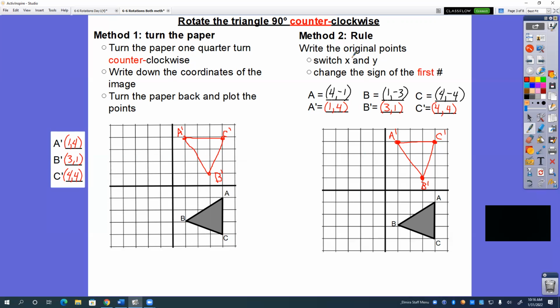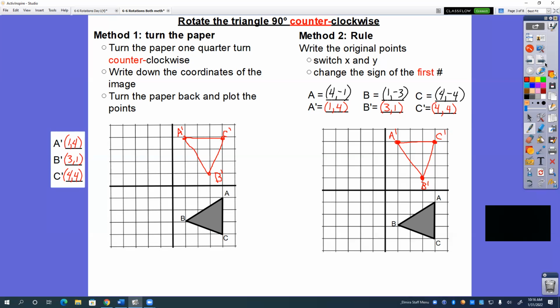Method number 2 now says you write the original points, 4, -1, 1, -3, and 4, -4. Switch your X and Y coordinates and then change the sign of the first number. So it becomes 1, positive 4, 3, positive 1, and 4, positive 4. And again, you can see that that's your new image after it's been rotated.